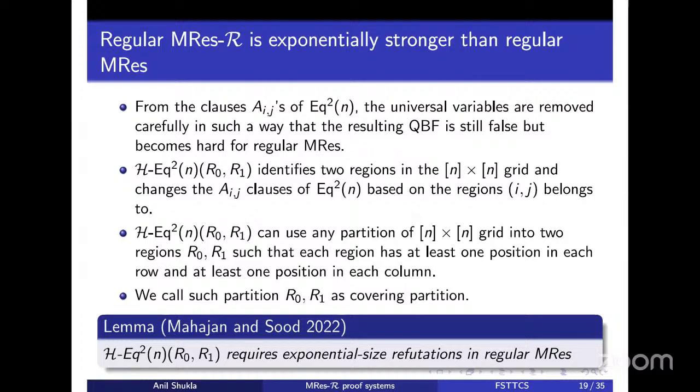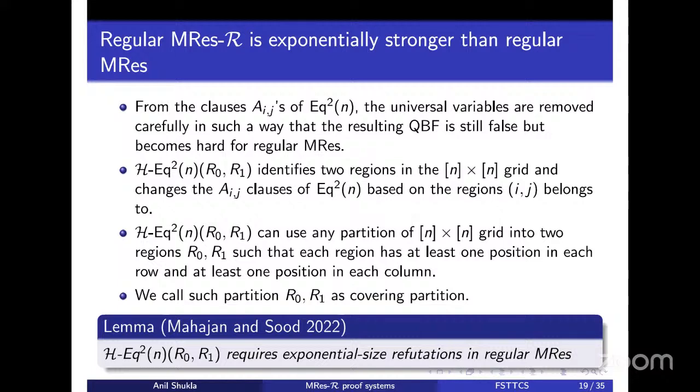Suppose I have been given some two regions, R0 and R1. Based on these two regions, let us see how we will remove the universal variables. So the regions are clear, right? With the n cross n grid, I have defined two regions in such a way that every region has a cell from at least one column and from at least one row.